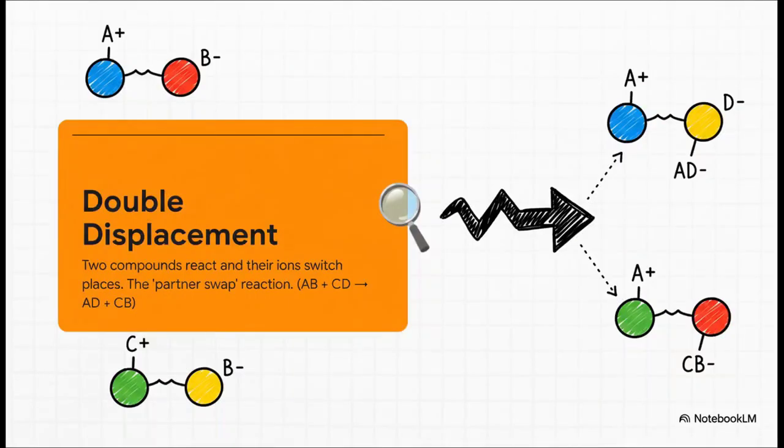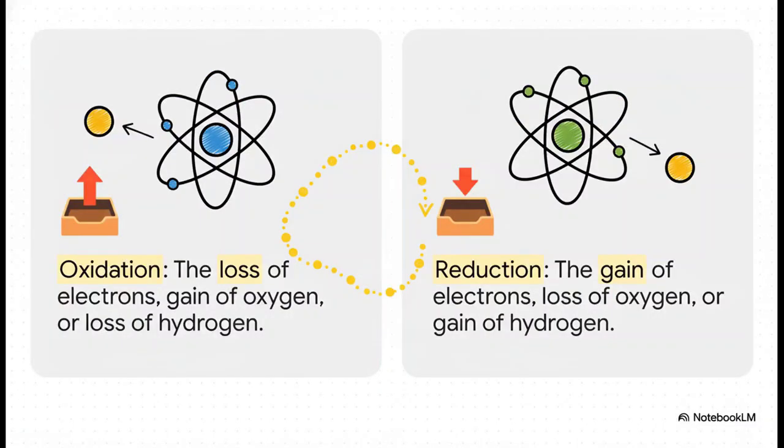And hey, if one element can cut in, why not have a full-on partner swap? That's what a double displacement reaction is. You have two compounds that meet, and they just switch partners. The positive part of one hooks up with the negative part of the other, and vice versa. And just like that, you've got two brand new couples. I mean, compounds.